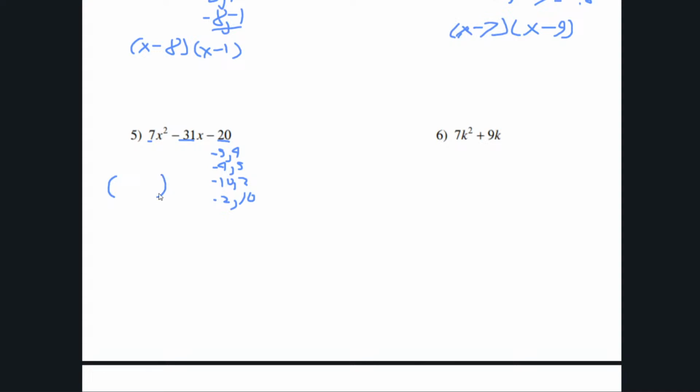Let's just pre-write this. 7 is prime, so we know it's going to be 7x and then just x. There is no other way of getting 7. So now that we have this, we know it has to be a positive and a negative, because we have a negative 20. And we know the bigger one is going to be the negative. But which one is the bigger one depends on where the 7 is being multiplied against.